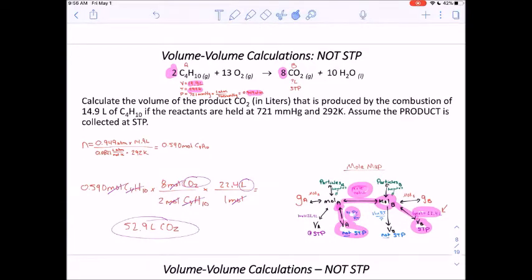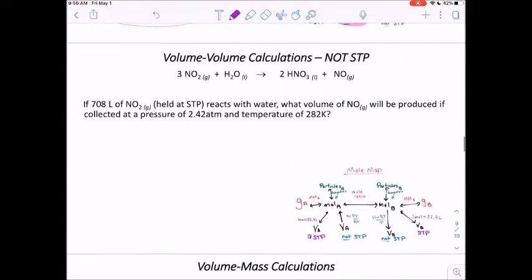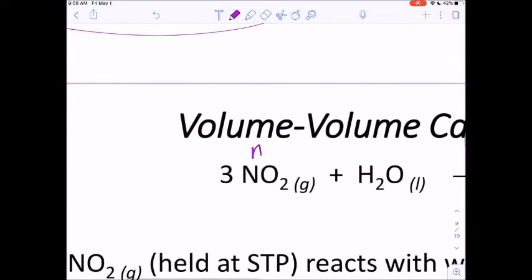This next problem that we're going to do is going to deal with a B value not being at STP. So when the n part of our dimensional analysis is not at STP. So this one tells us we have 708 liters of NO2 held at STP. So this is my A. I know this information, and I have 708 liters held at STP.